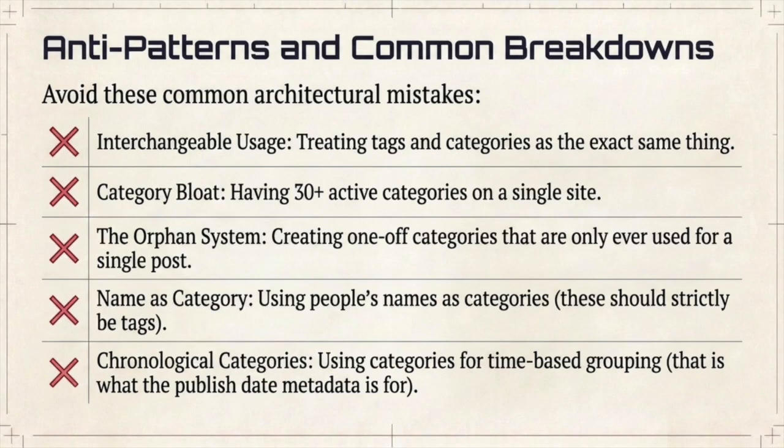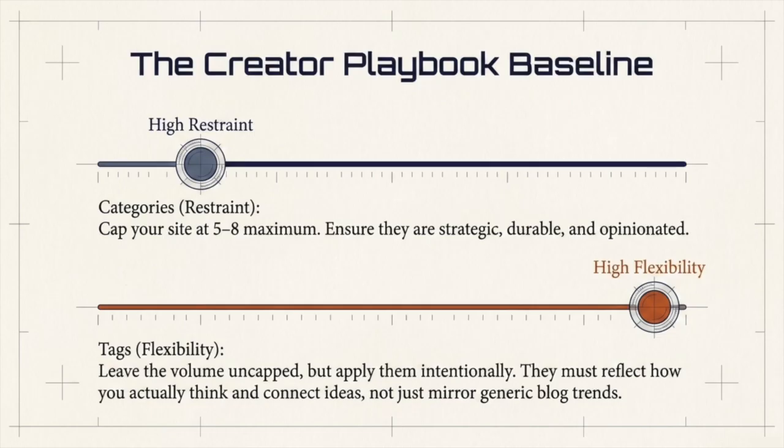Watch out for common pitfalls: using tags and categories interchangeably, bloating your site with dozens of active categories, or creating one-off orphan categories. Also, avoid using categories for people's names or chronological dates. Existing metadata already handle those better. The baseline rule of thumb for creators: exercise high restraint with categories, cap your site at 5 to 8 maximum. Maintain high flexibility with tags, leave volume uncapped, but ensure every tag represents a genuine concept or relationship within your network of ideas.